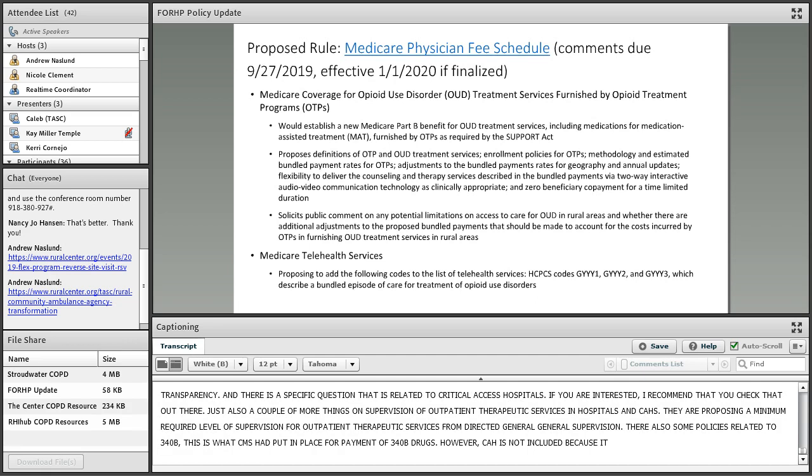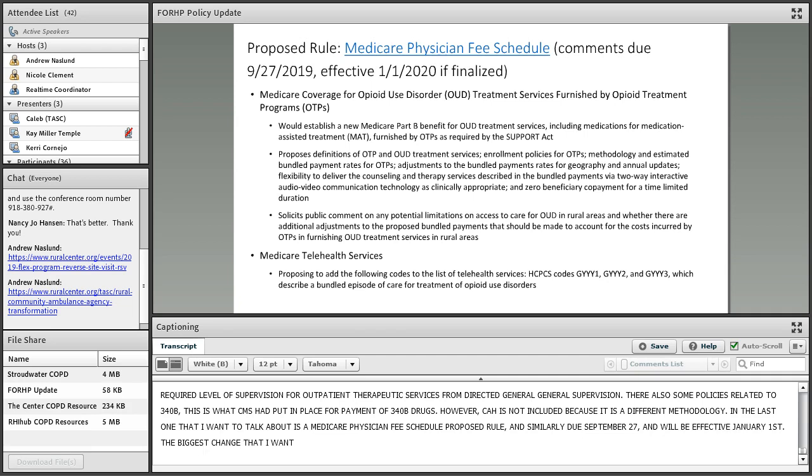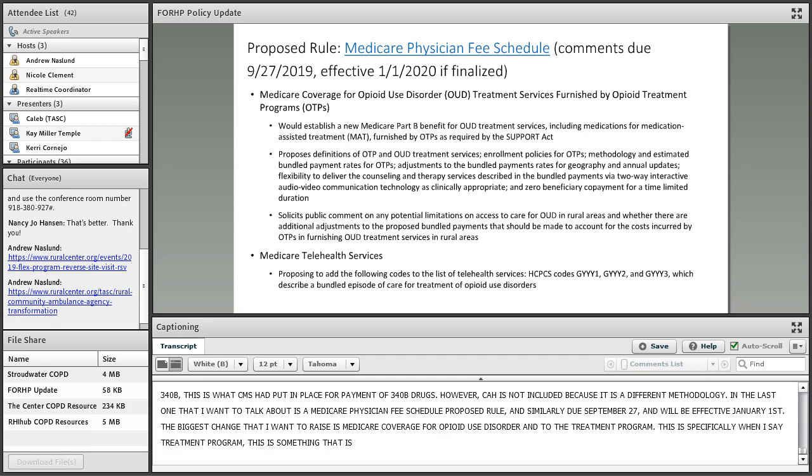And the last one I want to talk about is the Medicare physician fee schedule proposed rule, and similarly, comments are due September 27th, and it would also be effective on January 1st. The biggest change there I want to raise is Medicare coverage for opioid use disorder treatment services furnished by opioid treatment programs. And when I say opioid treatment programs, this is something that is regulated by SAMHSA, and it's typically called something like a methadone clinic.